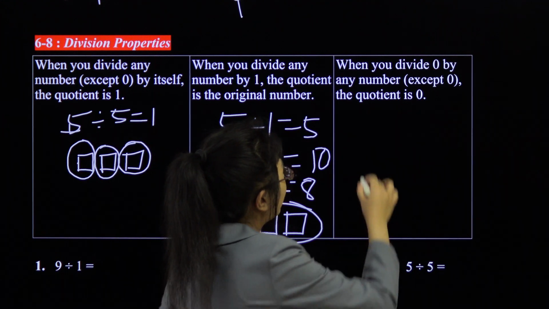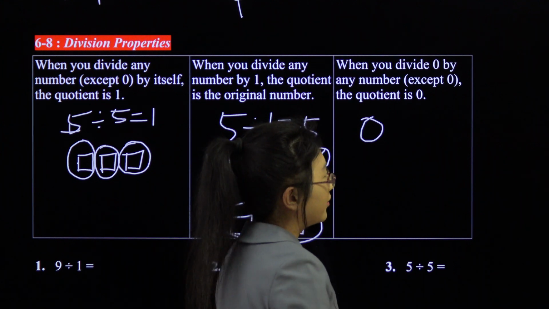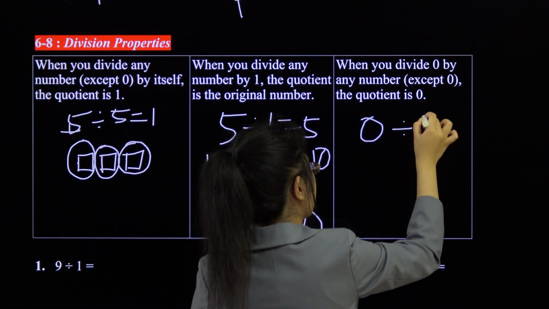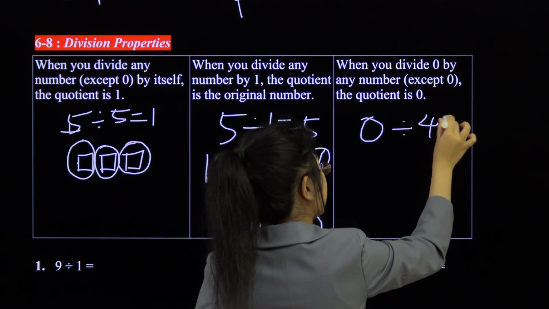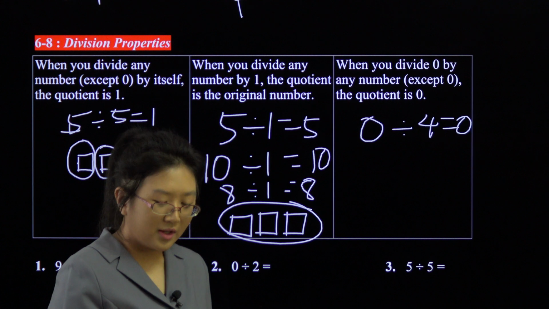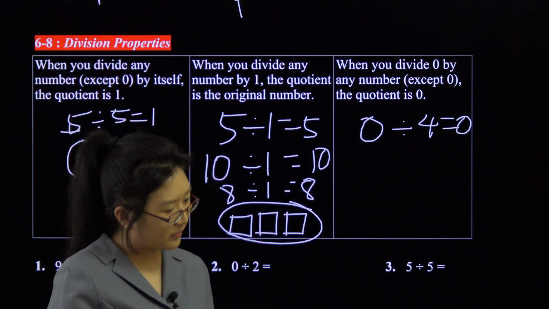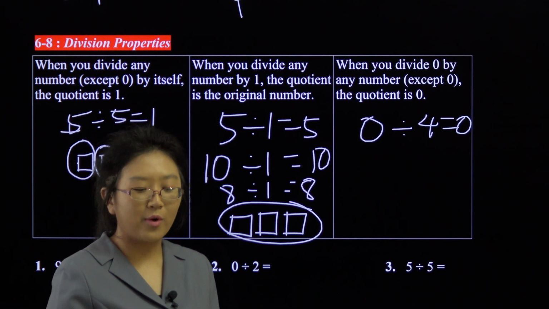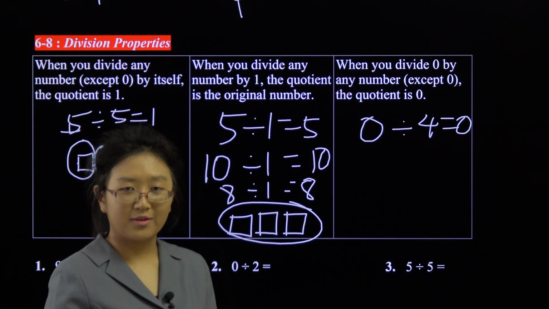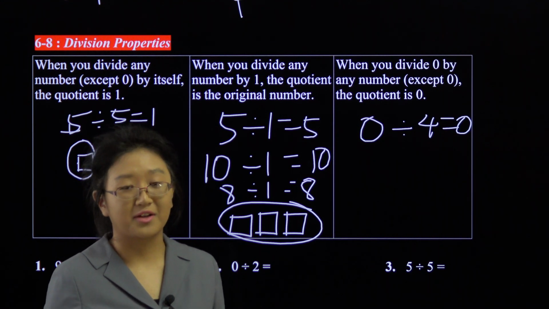When you divide 0 by any number except 0, the quotient is 0. So 0 divided by 4 is 0. It's like having a box of 0 donuts and sharing it with your friends. Nobody's gonna get anything.